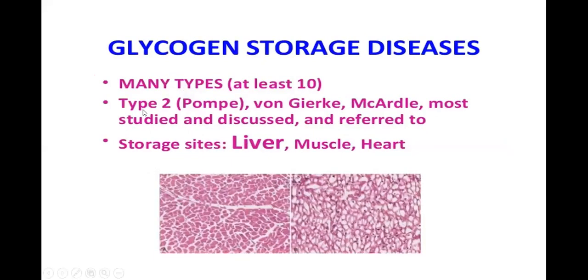Glycogen storage diseases are again of many types, at least 10 types. Type 2 is Pompe disease, then Von Gierke disease, McArdle disease, the most studied and discussed and referred to. The storage sites in these diseases are liver, muscle, and heart.